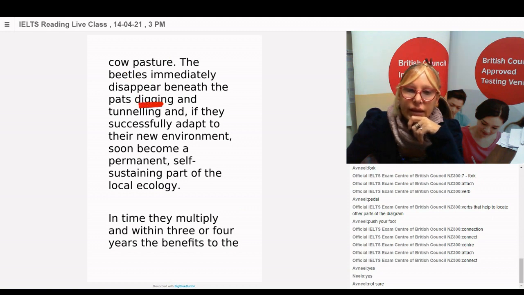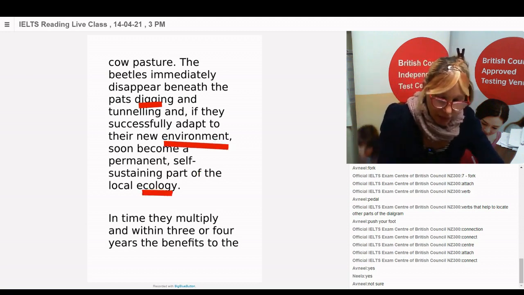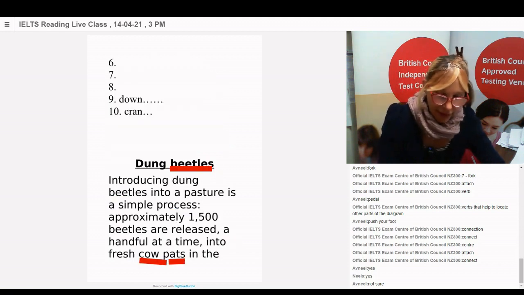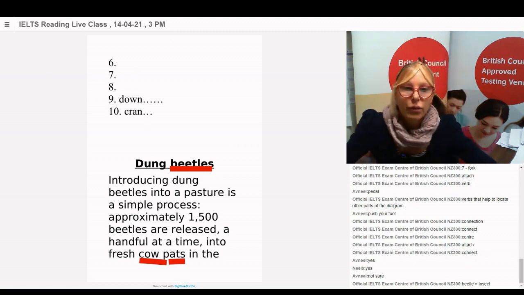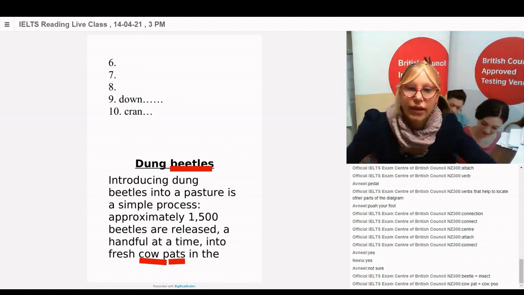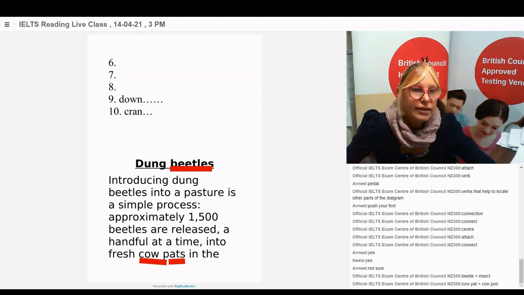Okay, all right. So I'm going to tell you what these words mean generally. So a beetle is an insect, and cowpat is cow, I don't know what you would say in your language, but in English we just say poo. Cow poo. Okay. When cows go to the toilet, you know, big brown thing, that's what they call a cowpat. So dung beetles are beetles that live in the cow poo. Do you understand?